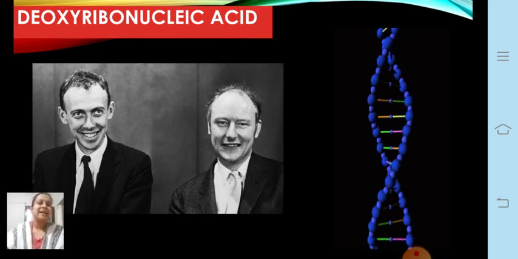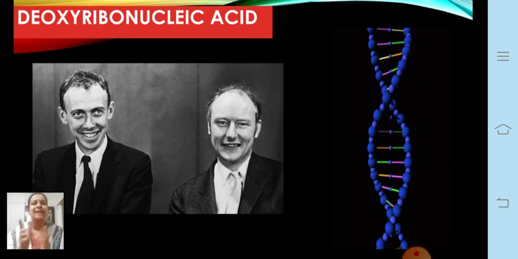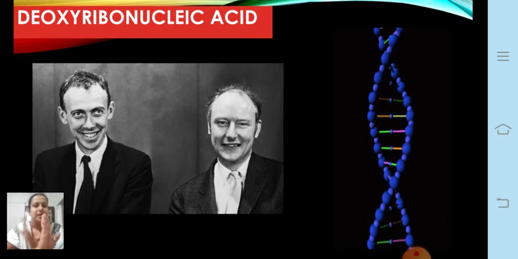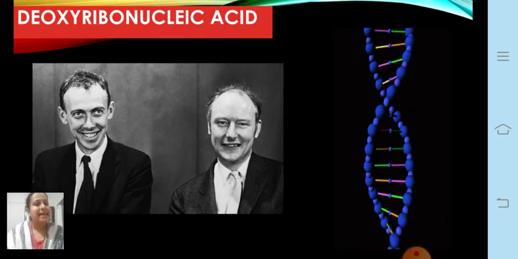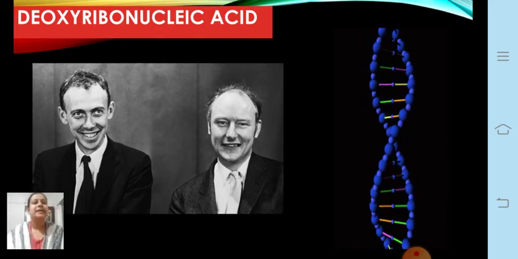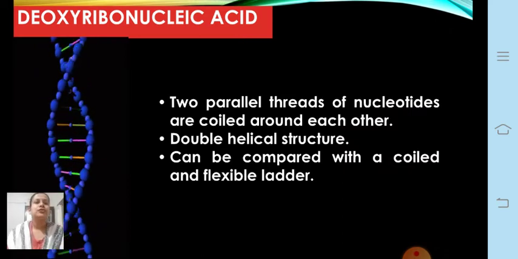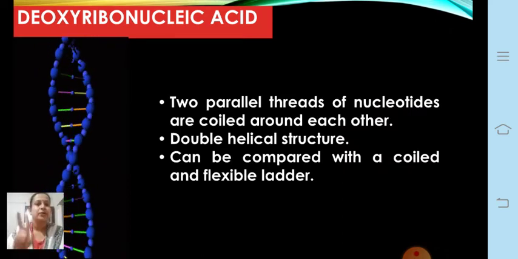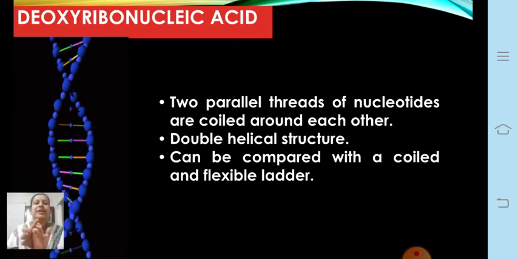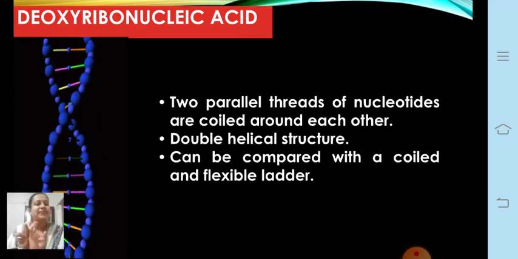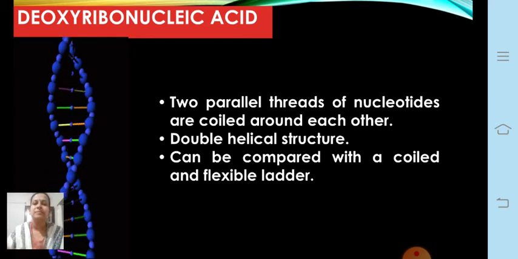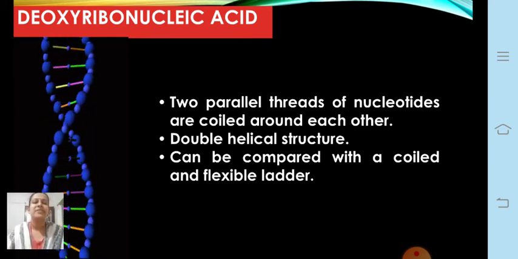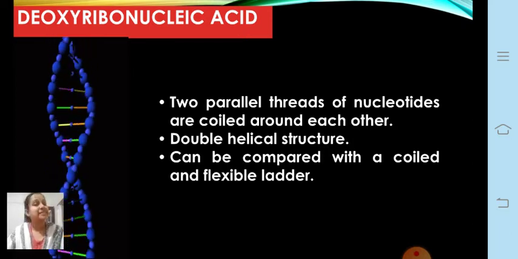There are two strands which run parallel to each other, but since it is in the form of a helix, it is called a double helical structure or double helix. You can see that two parallel threads of nucleotides are coiled around each other, and therefore the structure is called a double helical structure. So it can be compared with a coiled and flexible ladder.